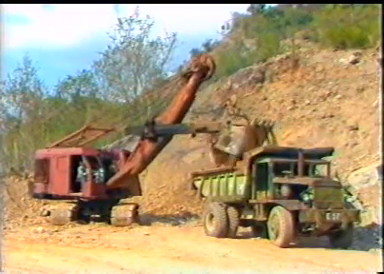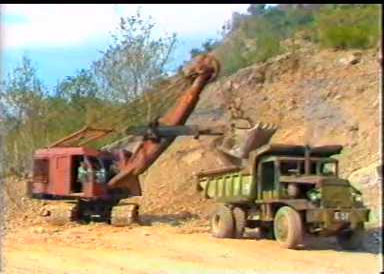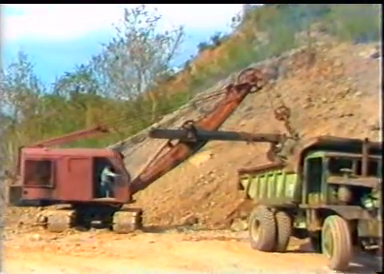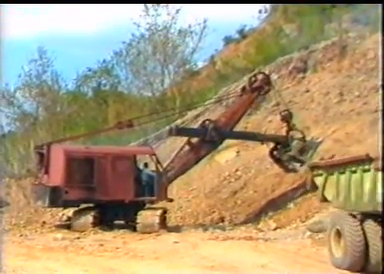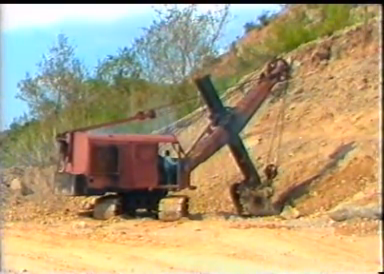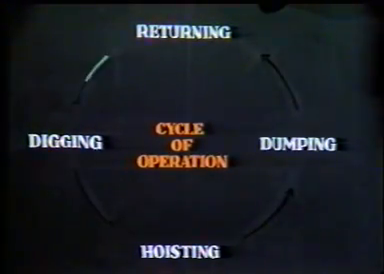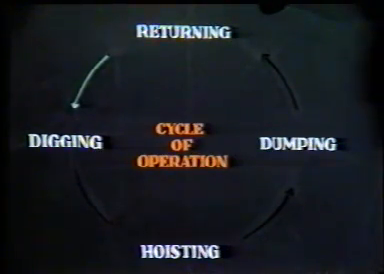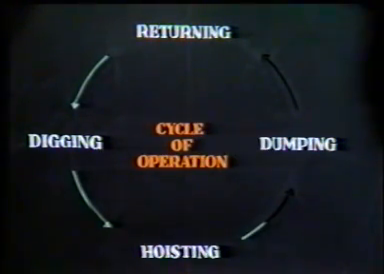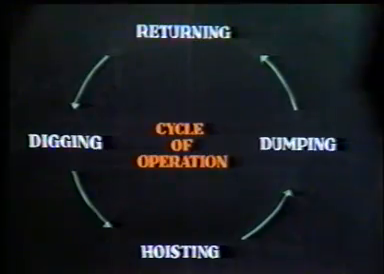The door of dipper is opened and material is discharged into the heap or into the truck. The dipper is then swung back to its original position and lowered to the digging position, and the same process is repeated again. This power shovel explains the cyclic process consisting of digging, hoisting, dumping, and returning to the original position. This cycle goes on till job is completed.